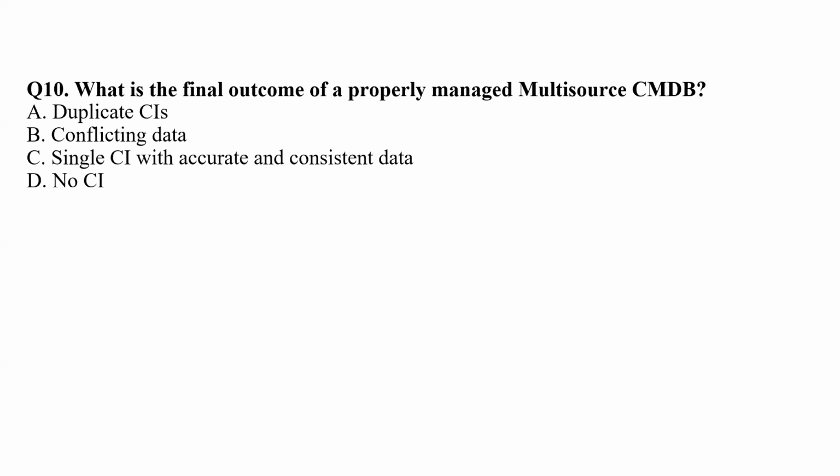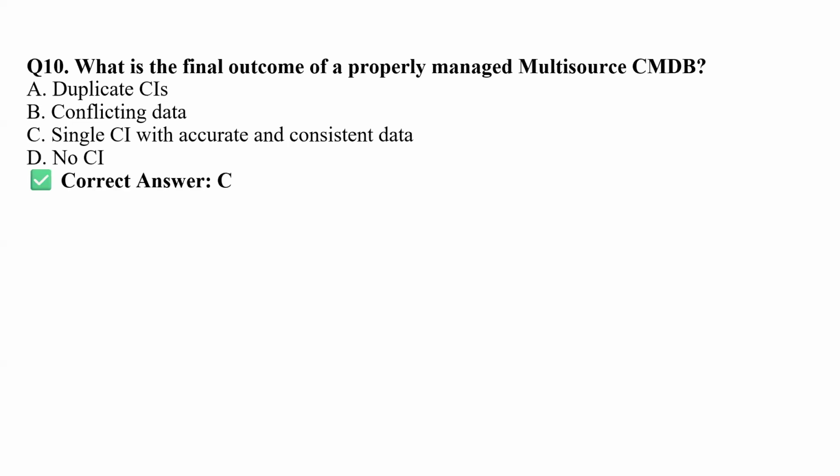What is the final outcome of a properly managed multi-source CMDB? Option A, duplicate CIs. Option B, conflicting data. Option C, single CI with accurate and consistent data. Option D, no CI. The correct answer is option C, single CI with accurate and consistent data. Because the core concept of the final outcome of a properly managed multi-source CMDB is a single CI with accurate and consistent data.